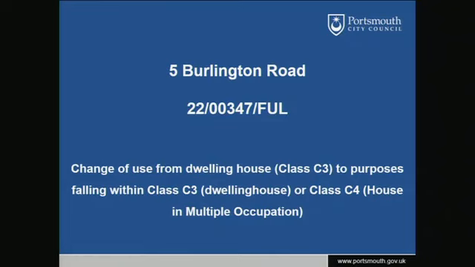Thank you. Item 2, 5 Burlington Road. Simon? This is an application at 5 Burlington Road for a change of use, like the last application, from a dwelling house Class C to purposes falling within Class C3 dwelling houses or Class C4 house in multiple occupation. The application has come to the committee because of 19 objections set out in the report in front of you, and Councillor Swan also called it in for decision. There is also a supplementary matters update that I'll do in a moment.